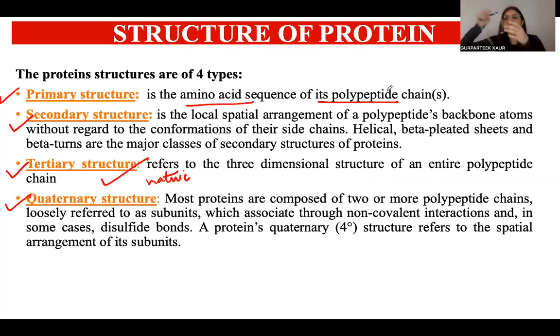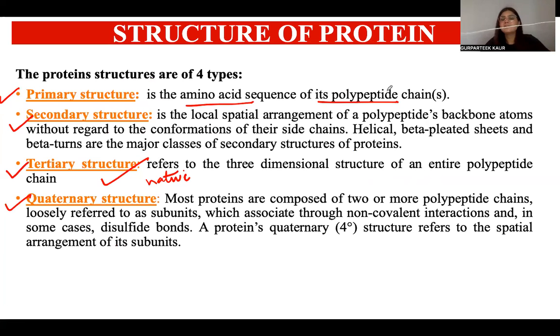For example, let's suppose that this is the wire, right? Let's suppose that this is the primary structure of the protein, which means that it is the linear structure. The amino acids are connected to each other and they are forming a straight chain. So this is the primary structure. Knowledge of the primary structure is important to understand the functions.